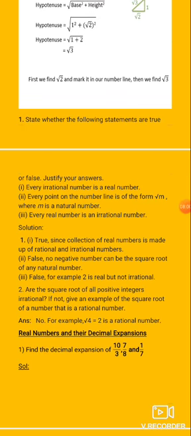Now the next points only. Real numbers and their decimal expansion. Our module is up to this portion, but time is there, so I am taking this one also. A real number system consists of rational and irrational numbers. First one, listen: find the decimal expansion of all these numbers. You need to divide and find out the decimal expansion.